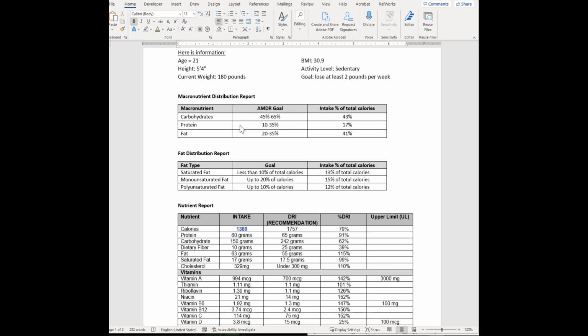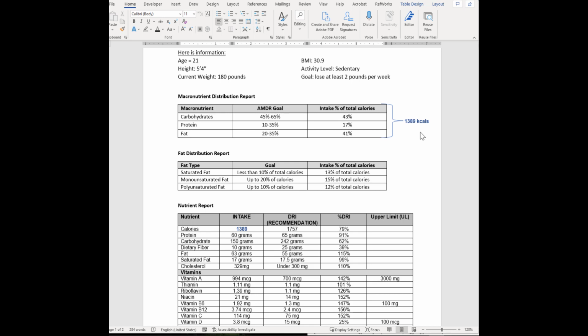10 to 35% of the total calories should come from protein, and 20 to 35% of the calories should come from fat. So now we need to identify how many calories this individual consumed. So we go down to the nutrient report and we see that the calories are listed here, and this individual consumed 1,389 calories.